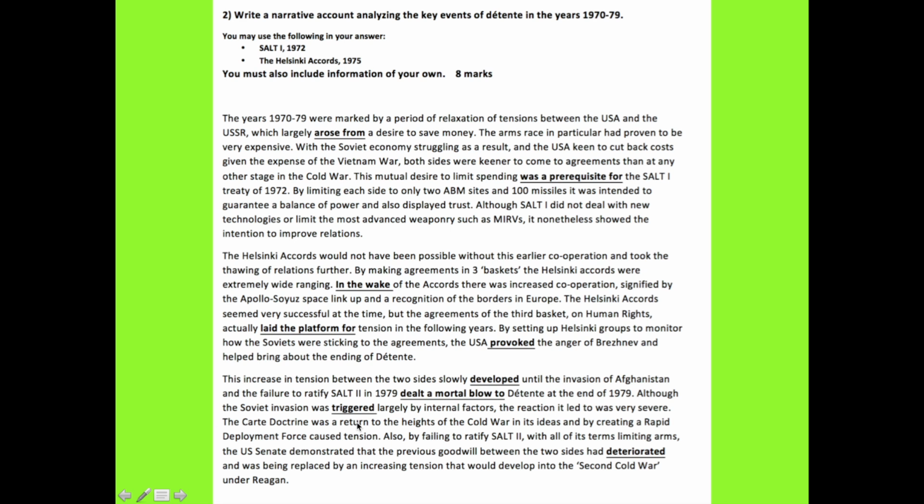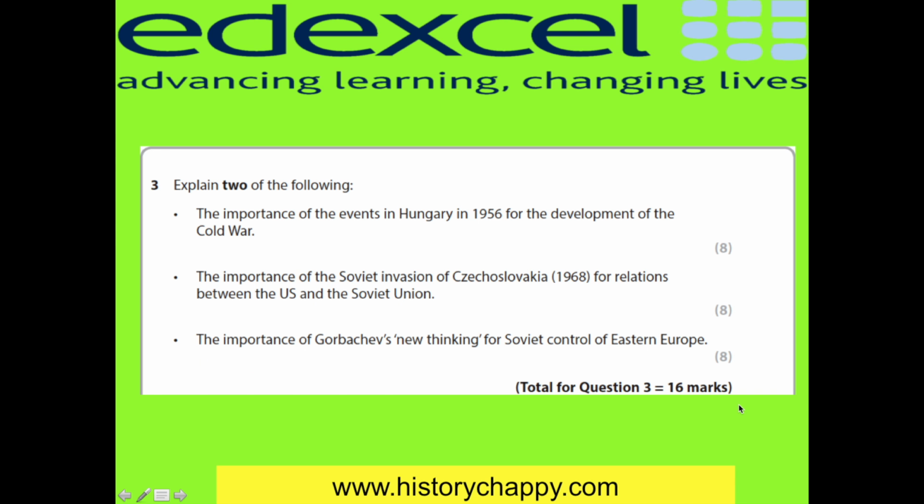So all the key linking words there are underlined and highlighted. So thank you, Mr. Smith, for that excellent example.